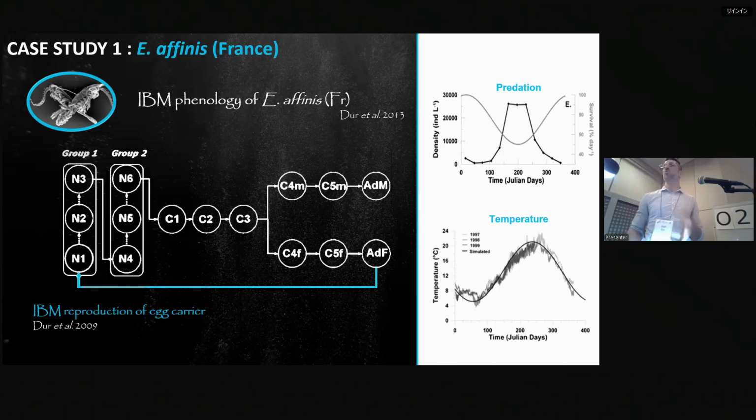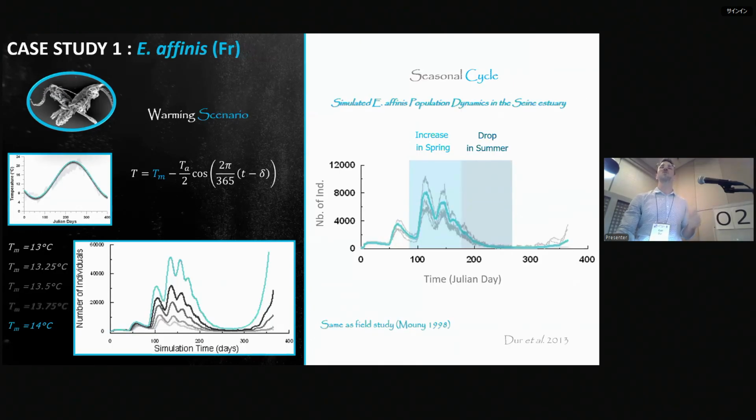One to reproduce the typical or atypical reproductive cycle of egg-carrying copepods, and another model which implemented this reproductive model into the entire life cycle. Then implementing also the effect of predation on top of temperature, I could simulate the seasonal cycle of Eurytemora affinis in the Seine estuary. I could also test the effect of global warming on this seasonal cycle.